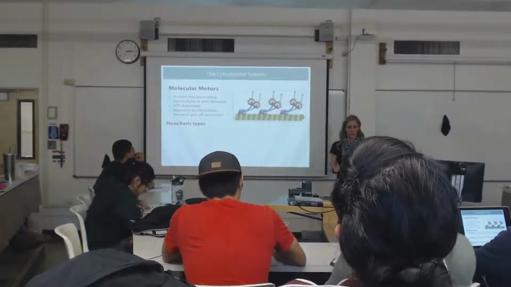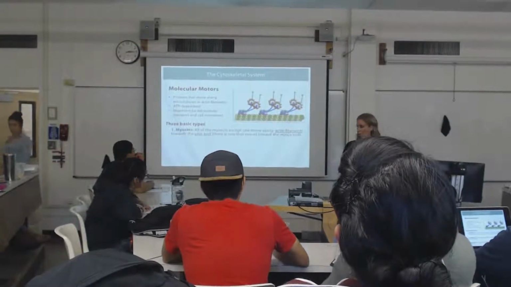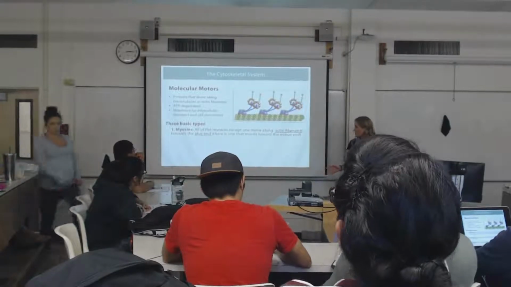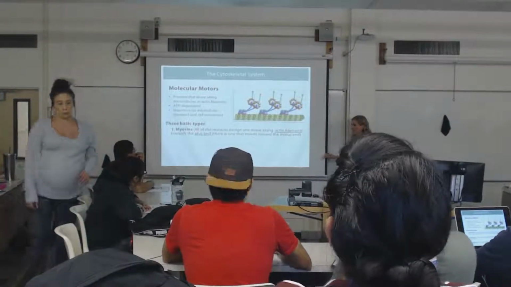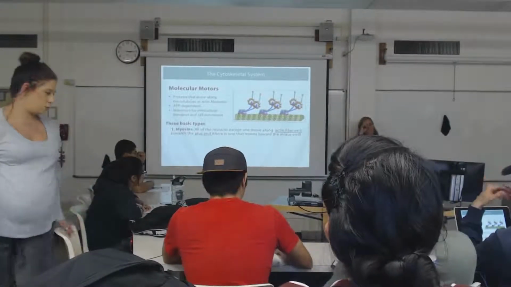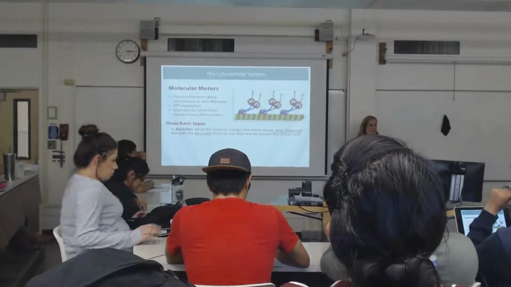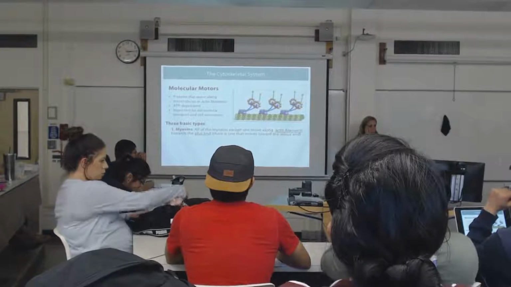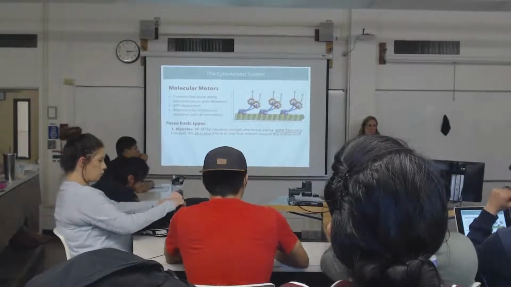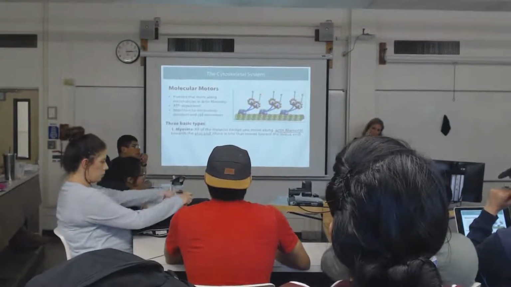Okay, so the three basic types of molecular motors. First, there's myosins. And with myosins, what structure have we talked a lot about? Sarcomeres, right? Is that what you guys said? Yeah. Okay, cool, sarcomeres. That was correct.